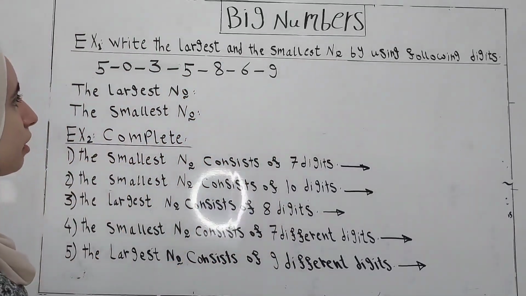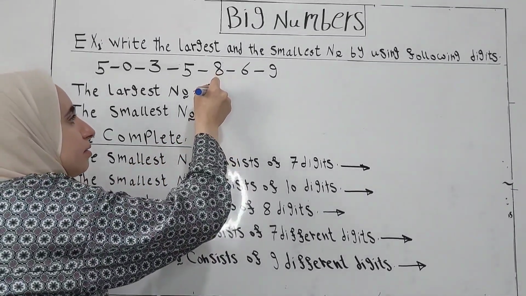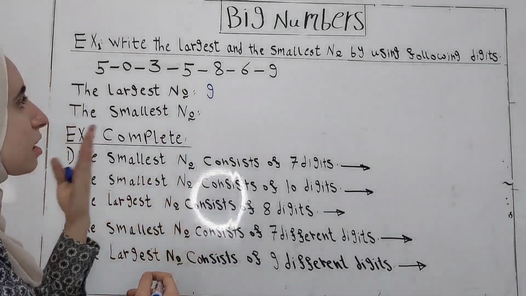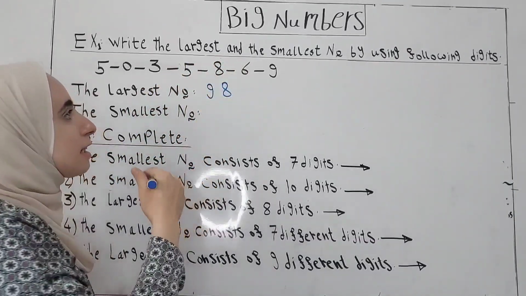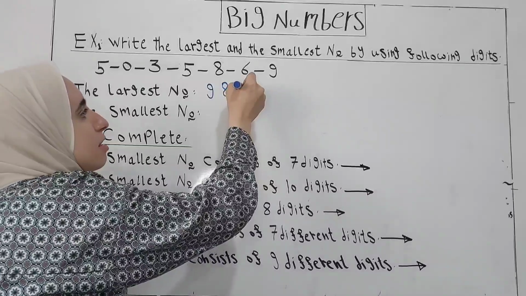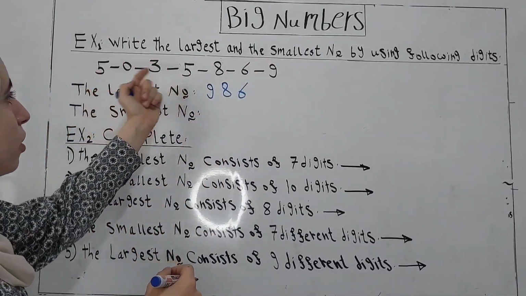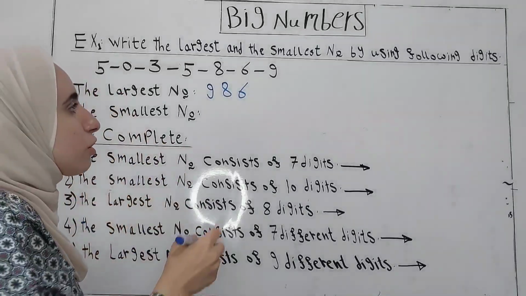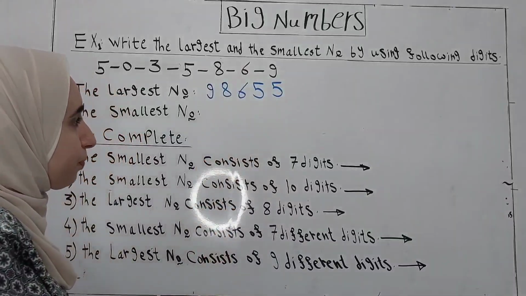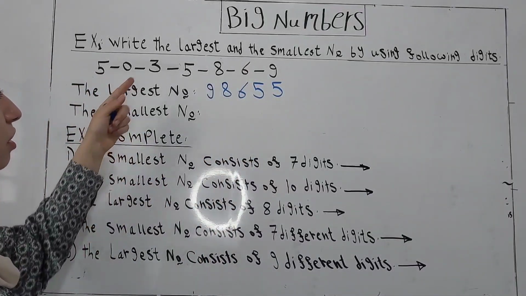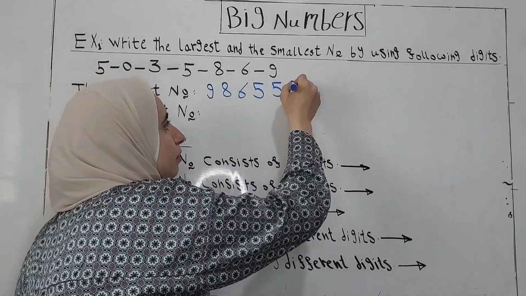What is the largest digit? The largest digit is 9. And the next larger digit is 8. And the next is 6. And the next is 5. We found two 5s, so we put 5, then 5. The next larger digit is 3, then we finish with 0.